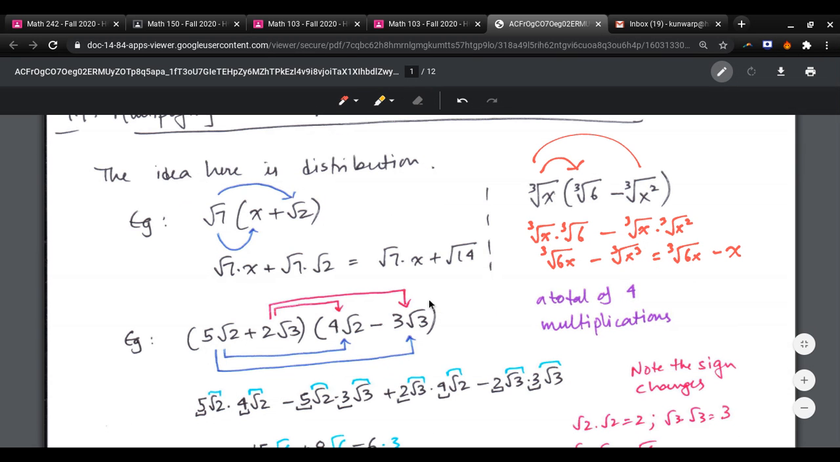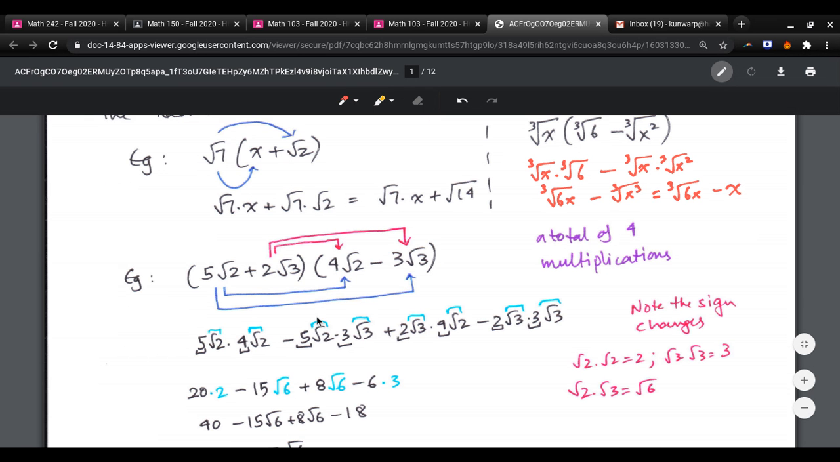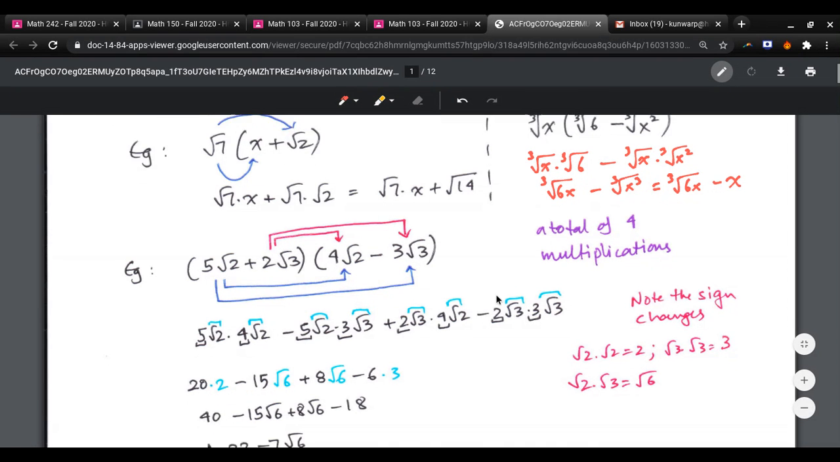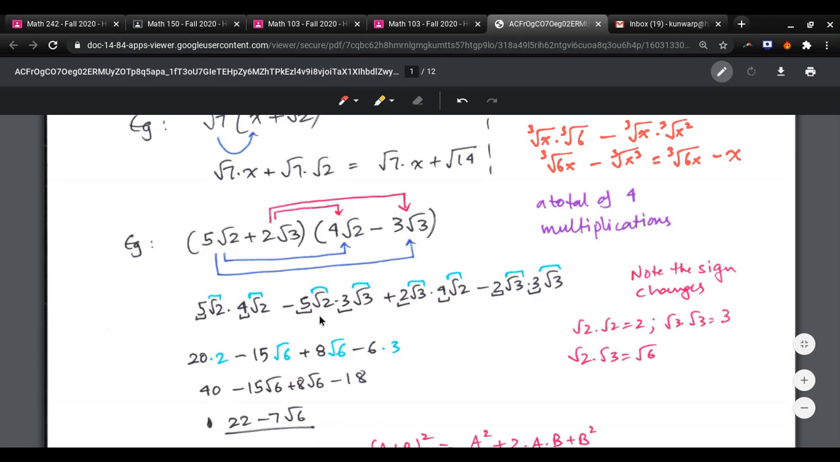Now, if you have two terms that you are multiplying and you're following the process of distribution, you're going to have a total of 4 multiplications. When you perform these multiplications, be careful about the changes in signs. A positive times negative is a negative, negative times negative is a positive. Also be careful about the radicals. For example, if you have similar radicals, root 2 times root 2 becomes a 2. If you have different radicals, root 2 times root 3 becomes square root of 6.